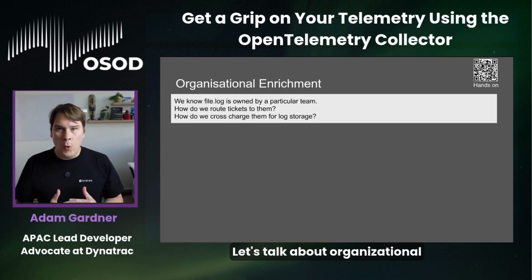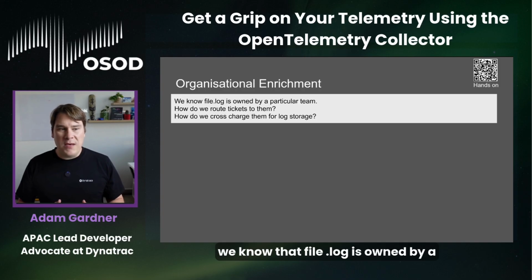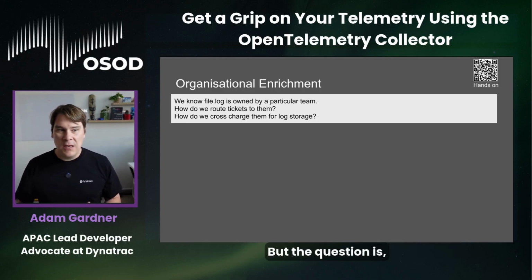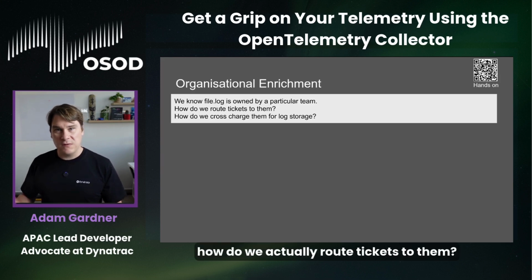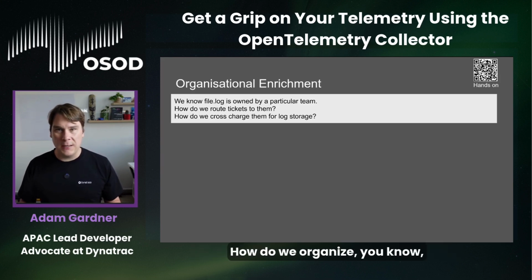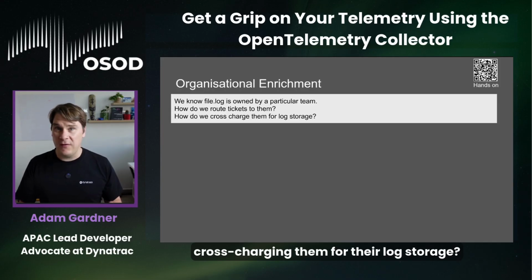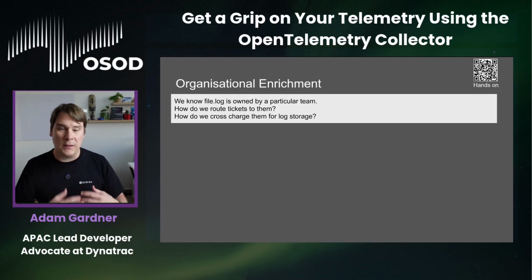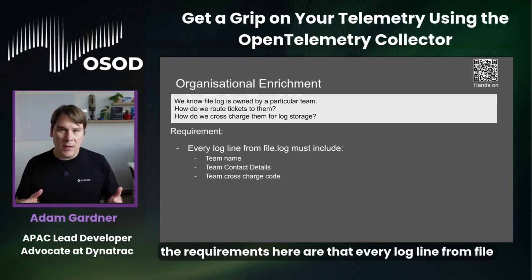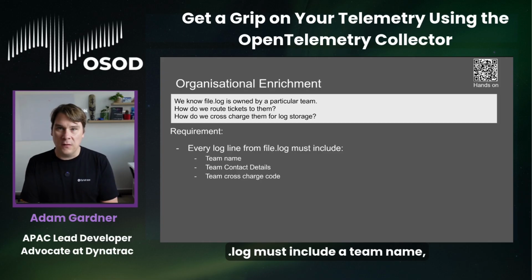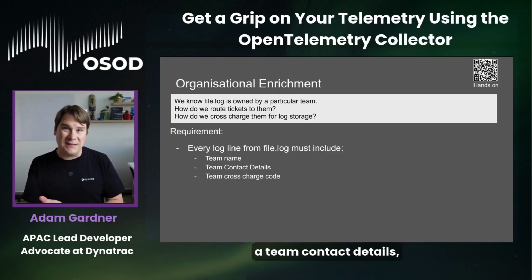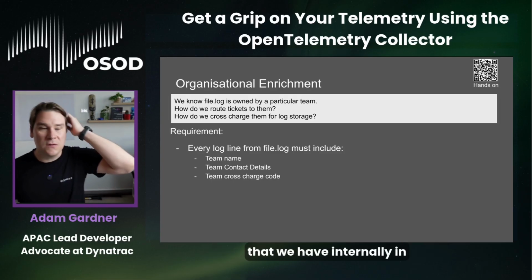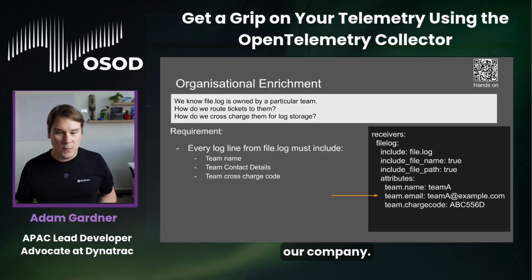Let's talk about organizational enrichment. So we know that file.log is owned by a particular team on a particular set of VMs, but the question is, how do we actually route tickets to them? How do we organize cross-charging them for their log storage so that they only get charged what they consume internally? So the requirements here are that every log line from file.log must include a team name, team contact details, and some sort of cross-charging code that we have internally in our company.